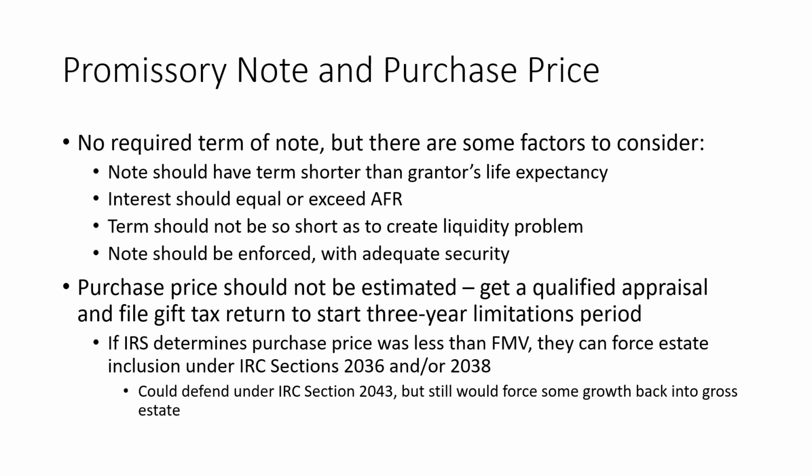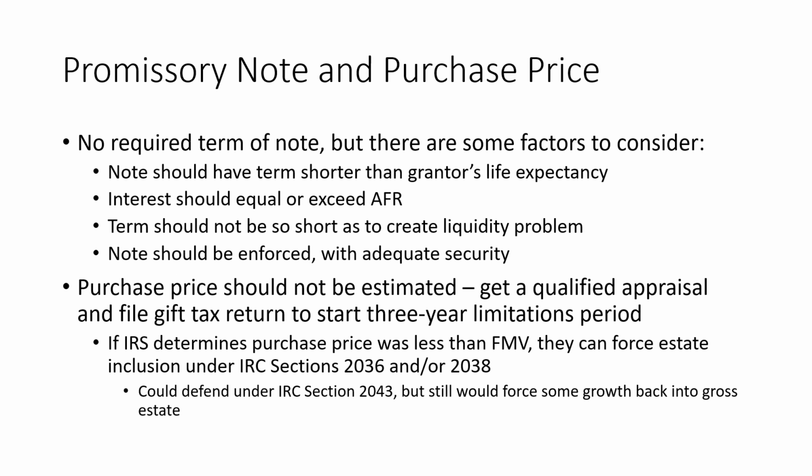There's no required term, but there are some factors to consider that really depend on the facts and circumstances of the planning strategy and the grantor. For one, this isn't necessarily a hard and fast rule, but I find it helpful to have a note that has a term shorter than the grantor's life expectancy. That way, if the grantor dies with the note being outstanding, it's based on an early death and doesn't show an intent to never have the note paid back. Also, interest should equal or exceed the applicable federal rate that's published by the IRS monthly. That's currently very low, but could go up over time, but it's usually below market interest anyway.